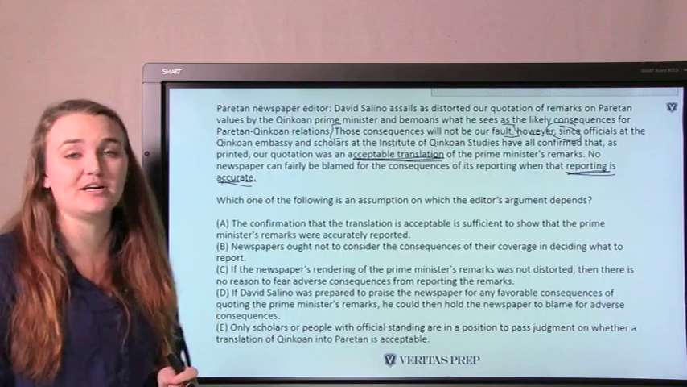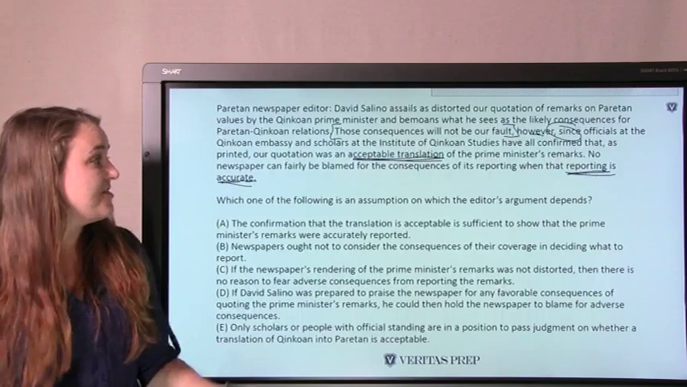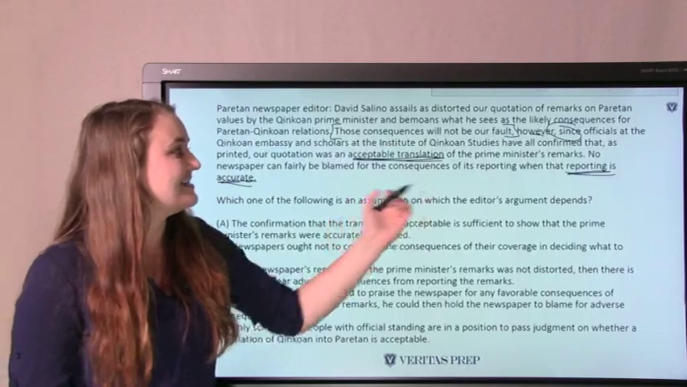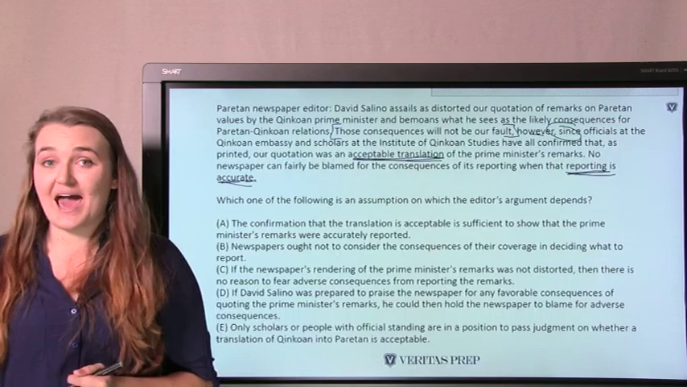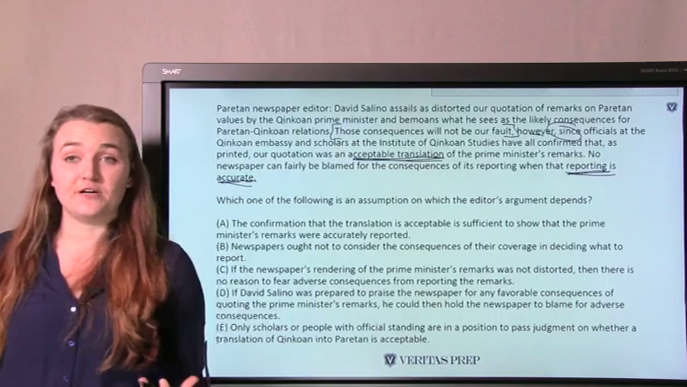Yes, that's exactly right. The argument is once again conflating, or posing as equal, acceptable translation with accurate reporting, as if they carry the same meaning. And we know that accurate reporting and accurate translation could be entirely different things, right? So we want to be on the lookout for an assumption that addresses the potential difference between accuracy and translation.